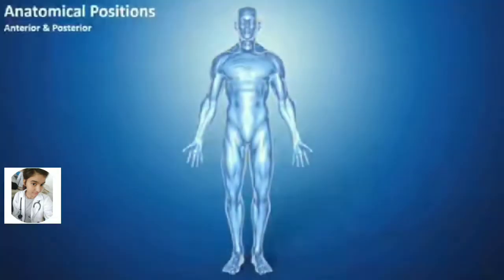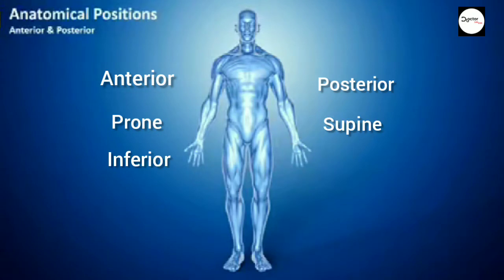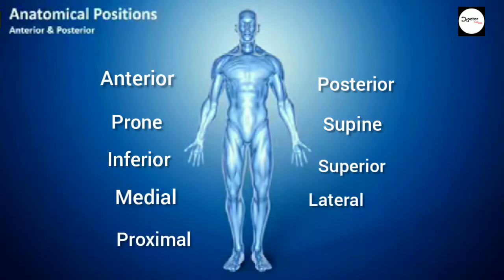So first, what is anatomy? Anatomy is the science of structure and functions of the body. So we have some anatomical positions which are called anterior, posterior, prone, supine, inferior, superior, medial, lateral, proximal and distal.